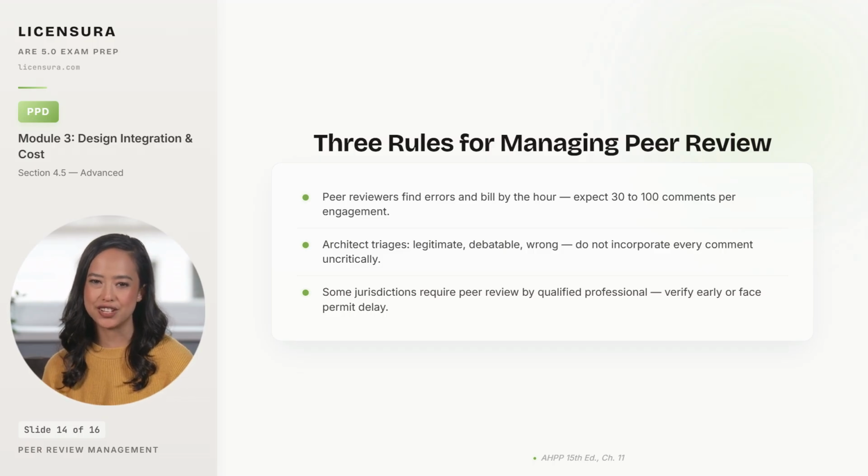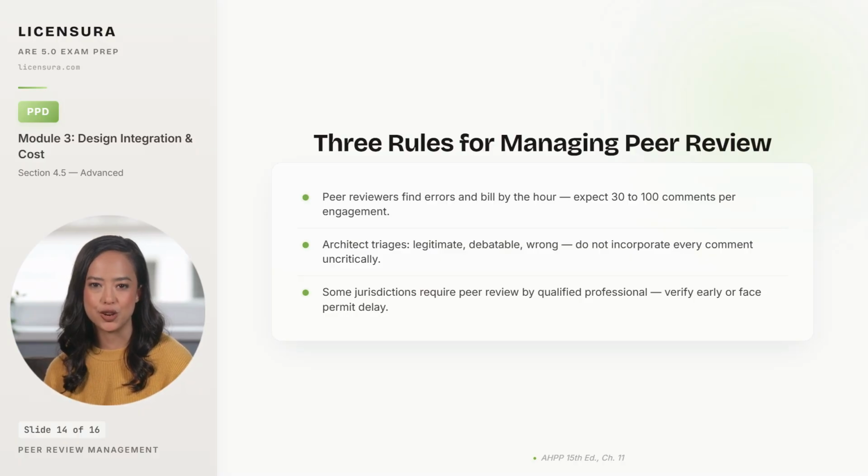Third, some jurisdictions and programs require peer review by an independent, qualified professional. High-rise structures, hospitals, schools, and federal projects all have peer review requirements, and the rules vary by jurisdiction. Verify whether the project falls into a mandatory peer review category early in SD, because discovering the requirement at permit submission delays the schedule and the architect absorbs the cost, while the owner files a claim for the lost time.